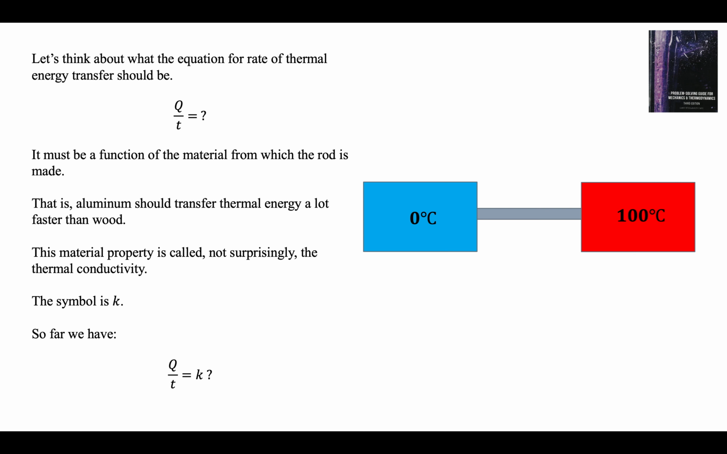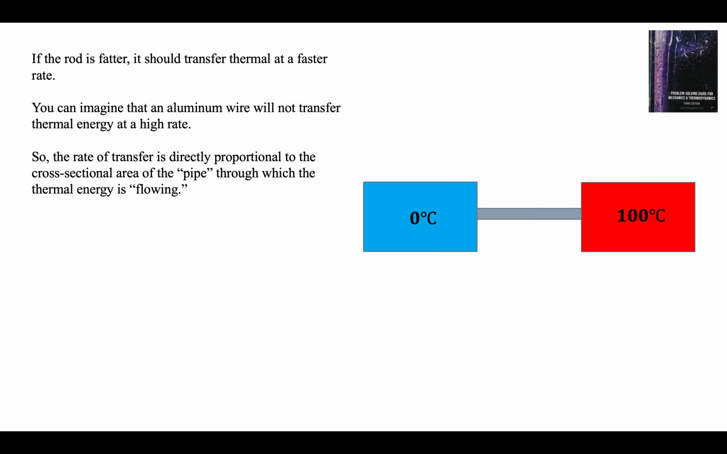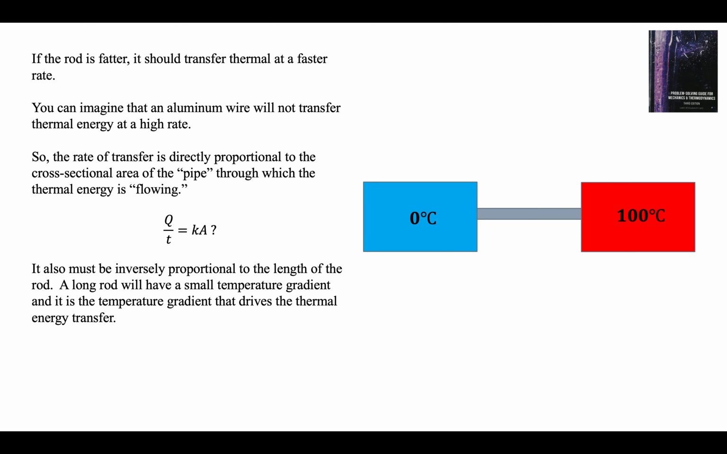And so there's going to be some other things. What are they? If the rod is fatter, if the pipe is bigger, it should transfer thermal energy at a faster rate. So if it's just a wire, very thin diameter, it's not going to transfer a lot of thermal energy. So it's the cross-sectional area of that pipe. So it's an area, A. The bigger the area, the bigger Q over T.